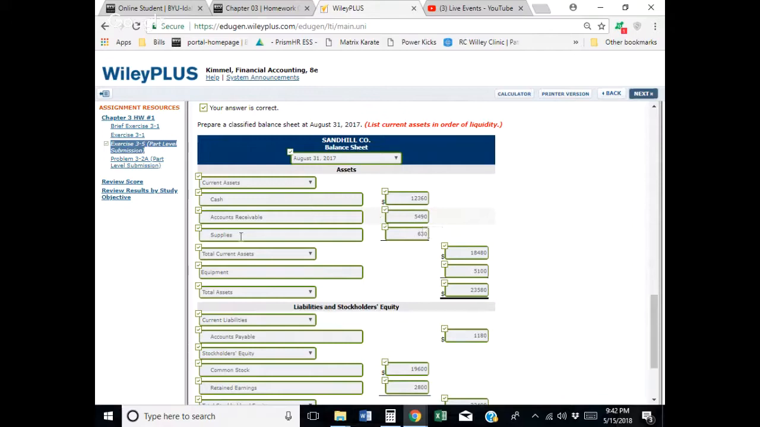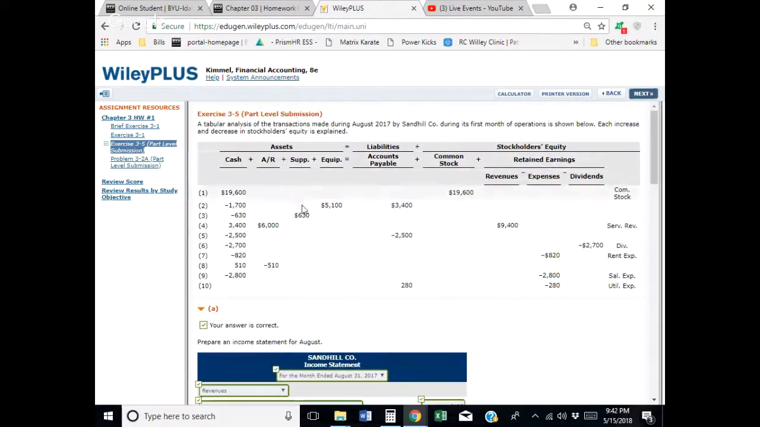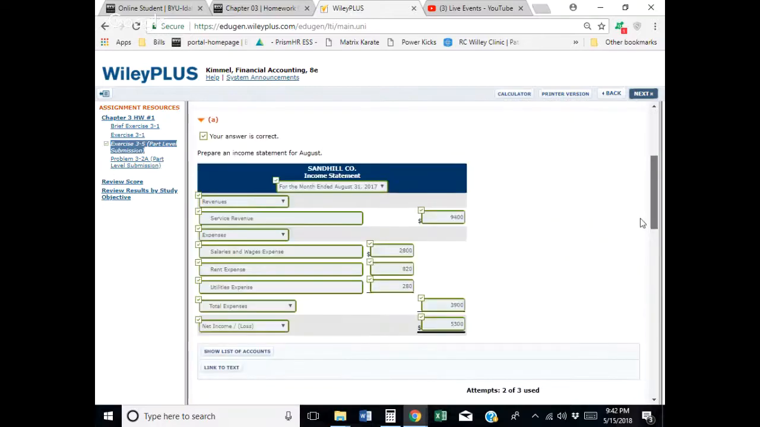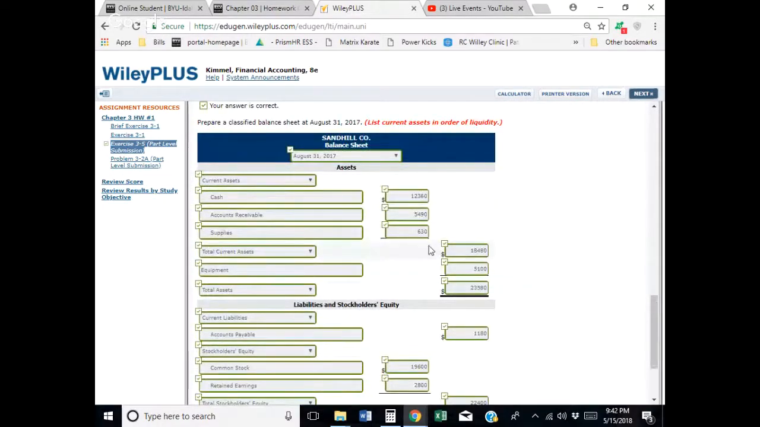The last one on current assets is supplies. Company supplies is $630. So there's just one item, so just 630 right here. And then bring up your drop down menu. Your next item is total current assets.